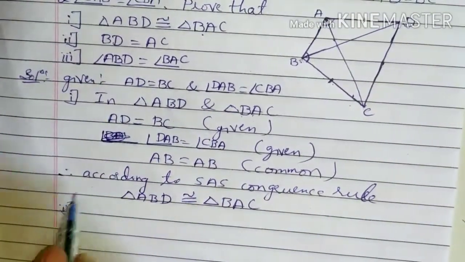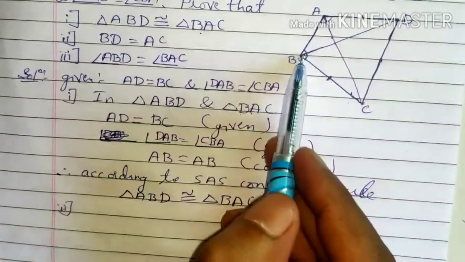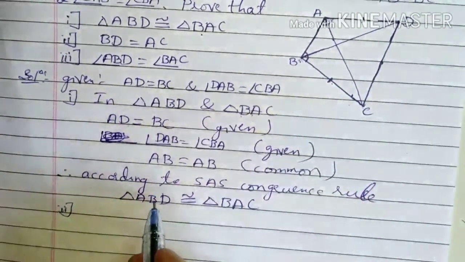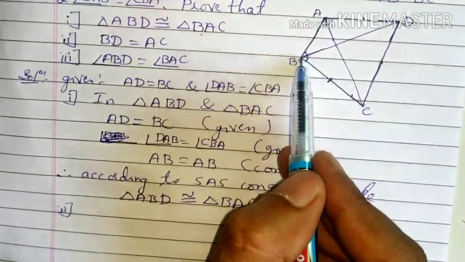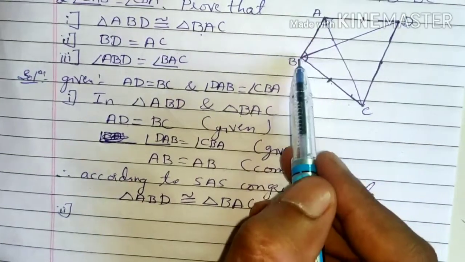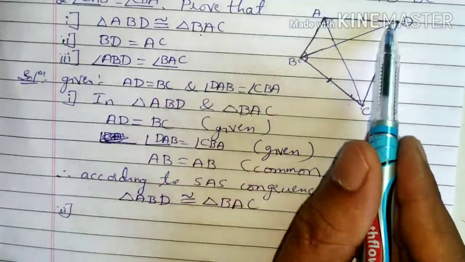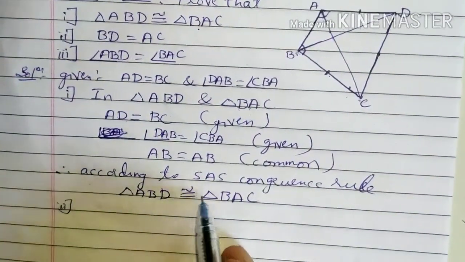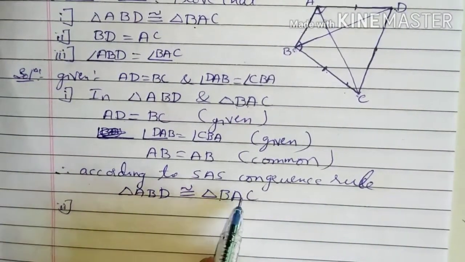Okay, second one, we have to prove BD is equal to AC. Okay, so BD is equal to AC, we have to show that. So now, using the same proof, in the last proof we have proved that triangle BAD or ABD is congruent to BAC. Here AC and BD are the sides of these two triangles. Okay, so sides of these two triangles. Since these two triangles are congruent, their corresponding sides are also equal.